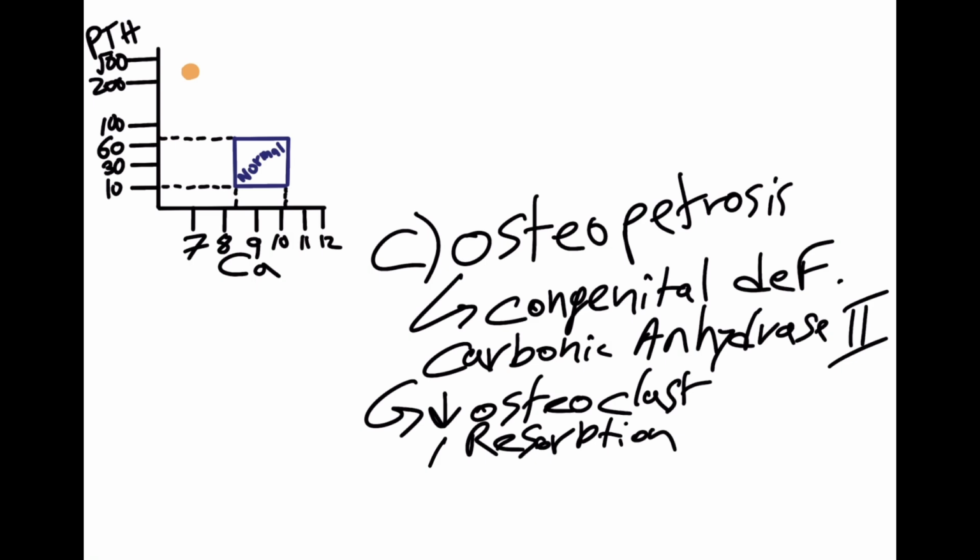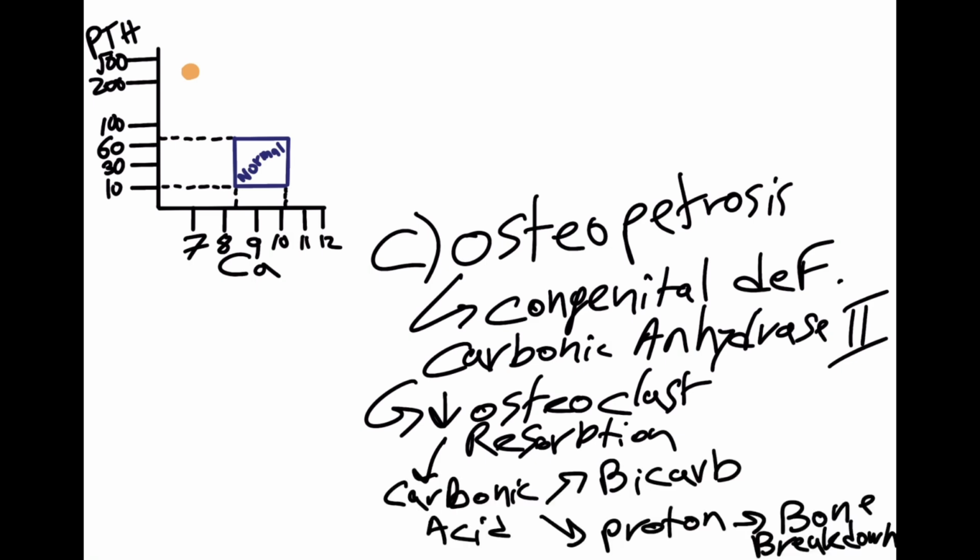Next up, we've got osteopetrosis. This one is a congenital deficiency of carbonic anhydrase 2. This results in impaired osteoclast resorption. Inside osteoclasts, you've got the splitting of carbonic acid into bicarb and a proton. Those protons concentrate on the bone itself and cause the breakdown, hence the resorption.